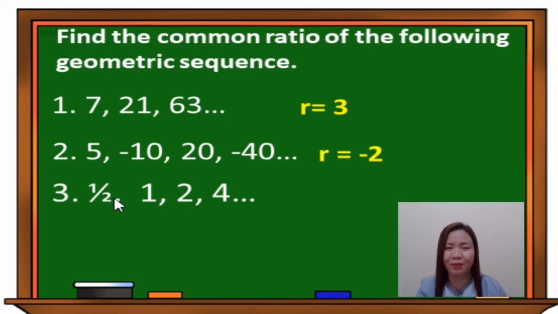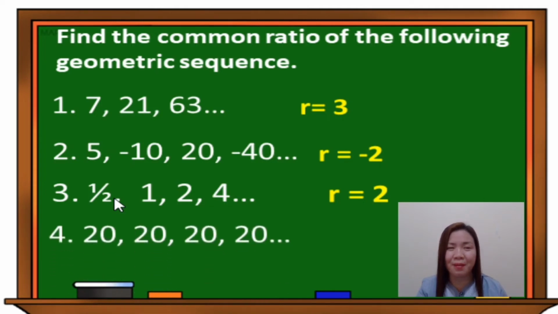Number 3, we have 1 half, 1, 2, 4. What is the common ratio? The common ratio is 2. Another example, we have 20, 20, 20, 20. What is the common ratio? The common ratio is 1.